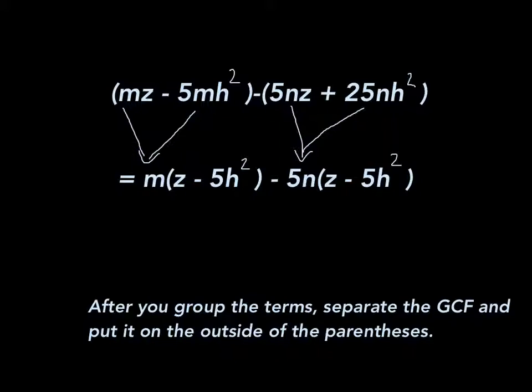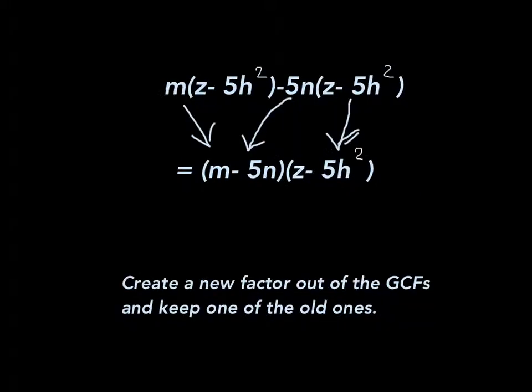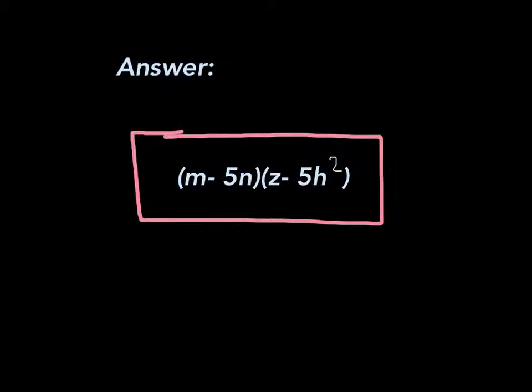After you group the terms, separate the GCF from each pair and put it on the outside of the parenthesis. Create a new factor out of the GCFs and keep one of the old ones. You'll see the matching factors here and here. This is your final answer.